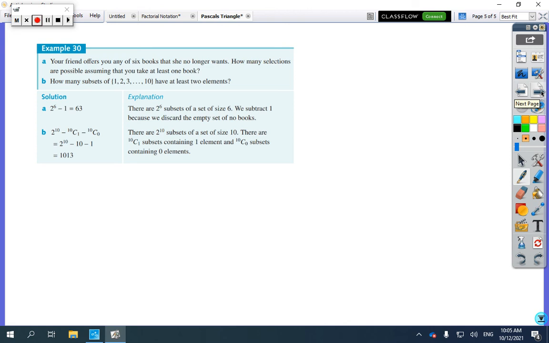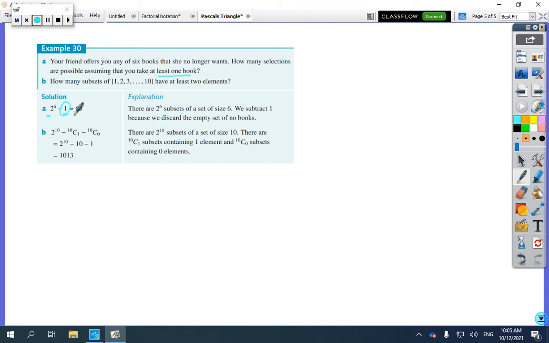Okay, so we're up to the last page. Again, these are just sort of tricky questions that you can get in Pascal's triangle. Your friend offers you any of the 6 books that she no longer wants, and how many selections are possible, assuming that you take at least 1 book? Now, in the previous one, the option of taking no books was an option. So the easiest way of doing it is to think of all the possible ways that you can take them and then subtract the one way of taking no books.